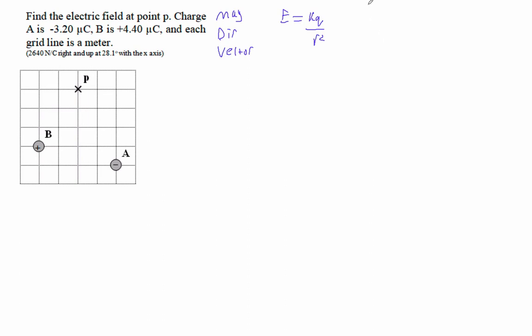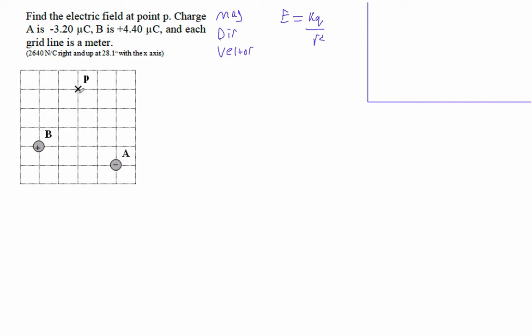So let's save a little spot here. This will be our vector drawing space. We'll draw the picture there, right? All right. Okay, so let's figure out the magnitudes first. Actually, let's figure out the direction first. I think that's more fun.